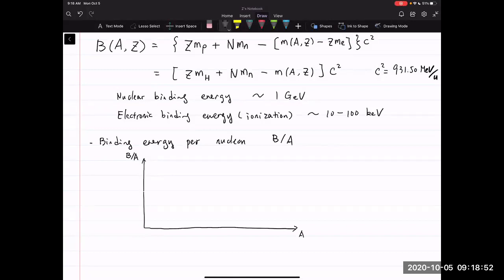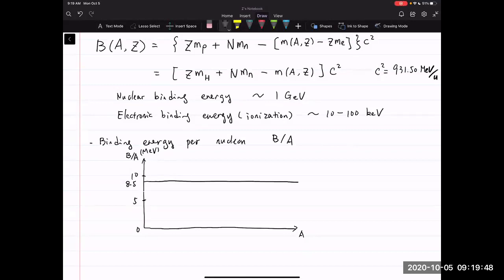versus A. And for most of the nuclei, this B over A is very close to the same, and this number is roughly 8.5 MeV. Let me put this: the unit of this axis is MeV. So this is 10, this is 5, this is 0. For most of them, this B over A value is roughly 8.5 MeV, from light nucleus to heavy nucleus. And this is roughly understandable, right?